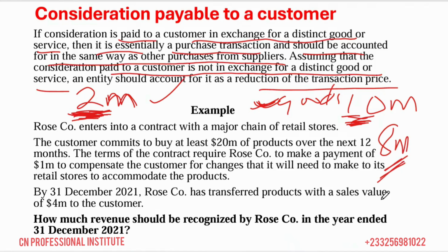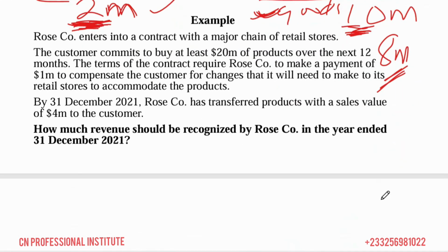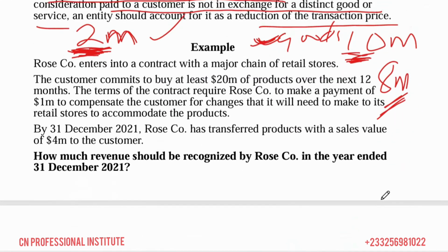Revenue. Because you are paying 2 million to the customer and the customer will not give you any goods in exchange. So that 2 million, net it from the 10 million that you are expecting to receive from what? The customer. So that's what it is saying. So maybe let's look at this example here.